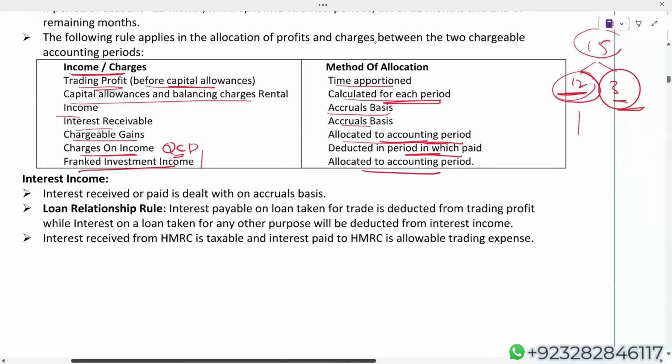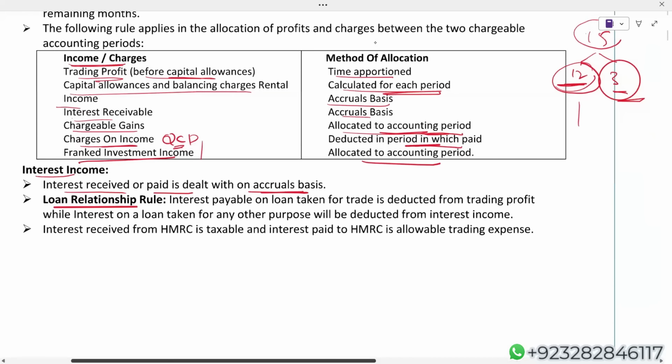Interest income, interest received or paid, is dealt with on an accrual basis. The loan relationship rule is very important. Interest payable on a loan taken for trade is deducted from trading profit. If you have taken the loan for trading purposes, then obviously interest will be deducted from the trading profit.